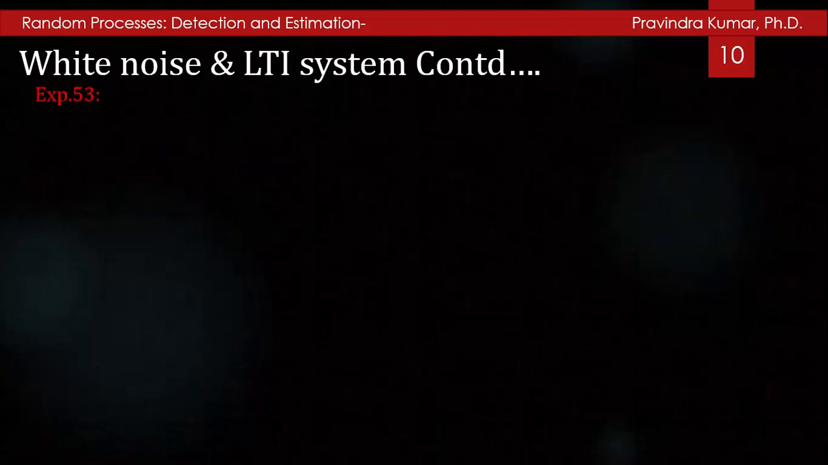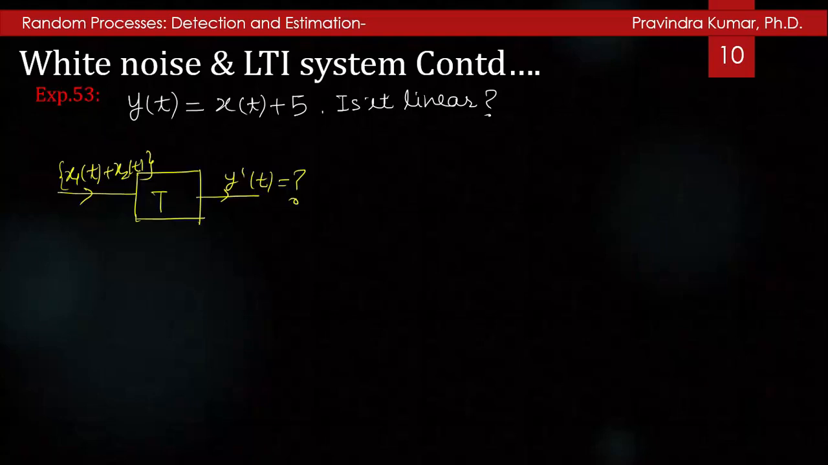So for example, let us take y(t) equals x(t) plus 5. Is it linear? The question is whether it is linear. To show linearity, we have to show that both the additivity and homogeneity conditions are followed. So here you can see, first if I apply x1(t) plus x2(t), what will be the output y'(t)?